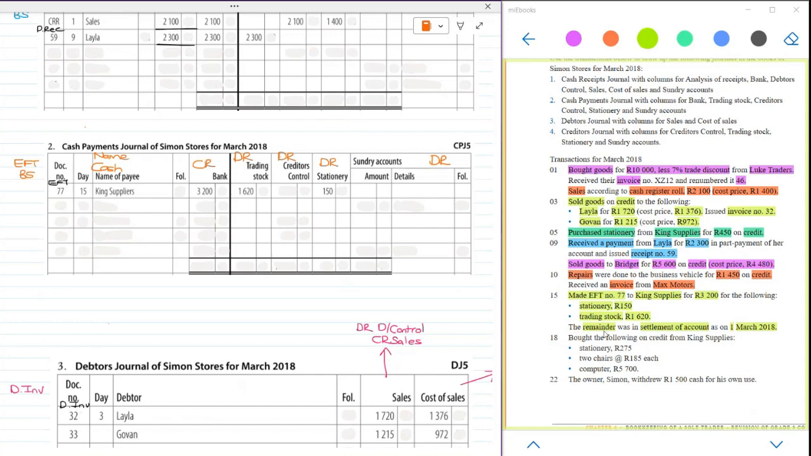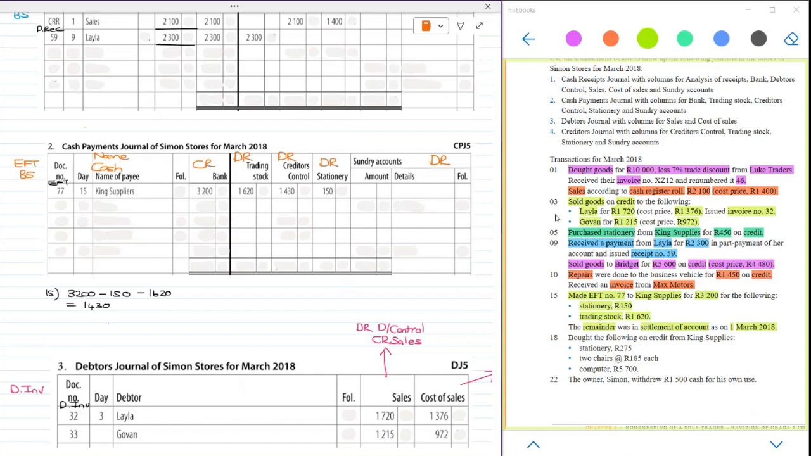1,620. So for the remainder, how much is left of the total that was paid? On the 15th, that total was 3,200. 150 was for stationery, so minus, and 1,620 was for trading stock. So the remainder balance was for my creditors, which is 1,430. You will see that my total always equals all my accounts that were debited from your CPJ.